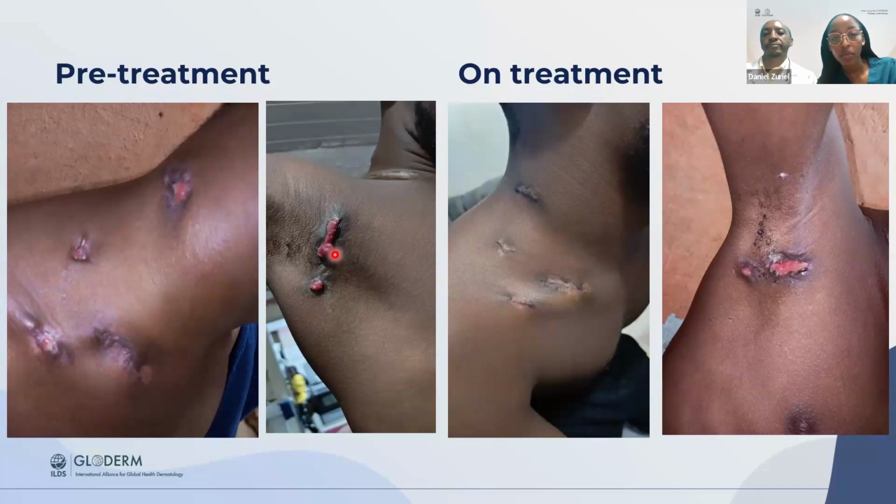This is the same patient. You can see he has lesions on the neck, also has lesions on the axilla. And a diagnosis of scrofuloderma was made based on a skin biopsy. And this is how he progressed in pictures 3 and 4 when he was put on treatment. And you can see how the lesions on the neck healed significantly with the treatment, as did the ones on the axilla.